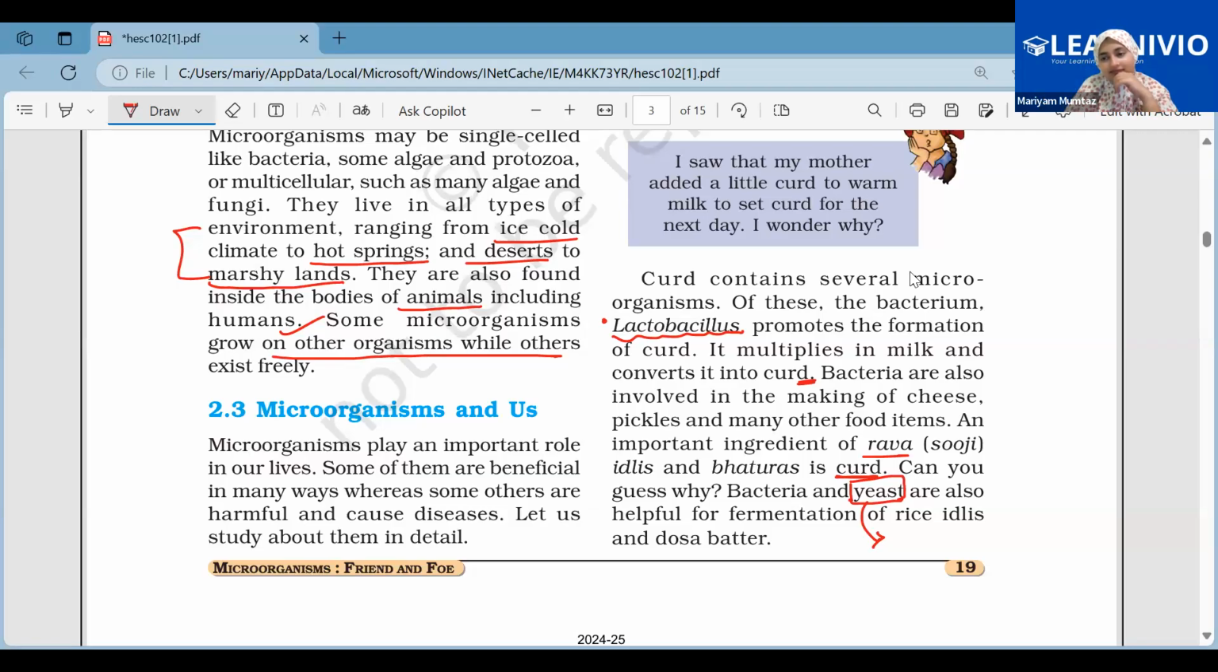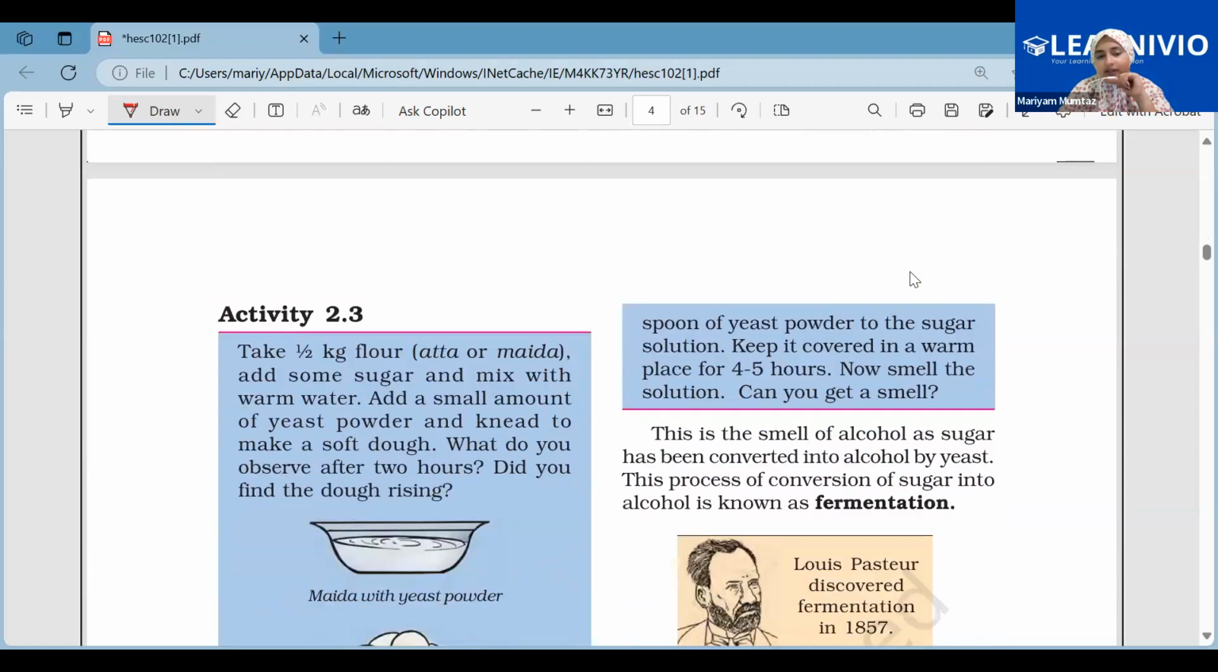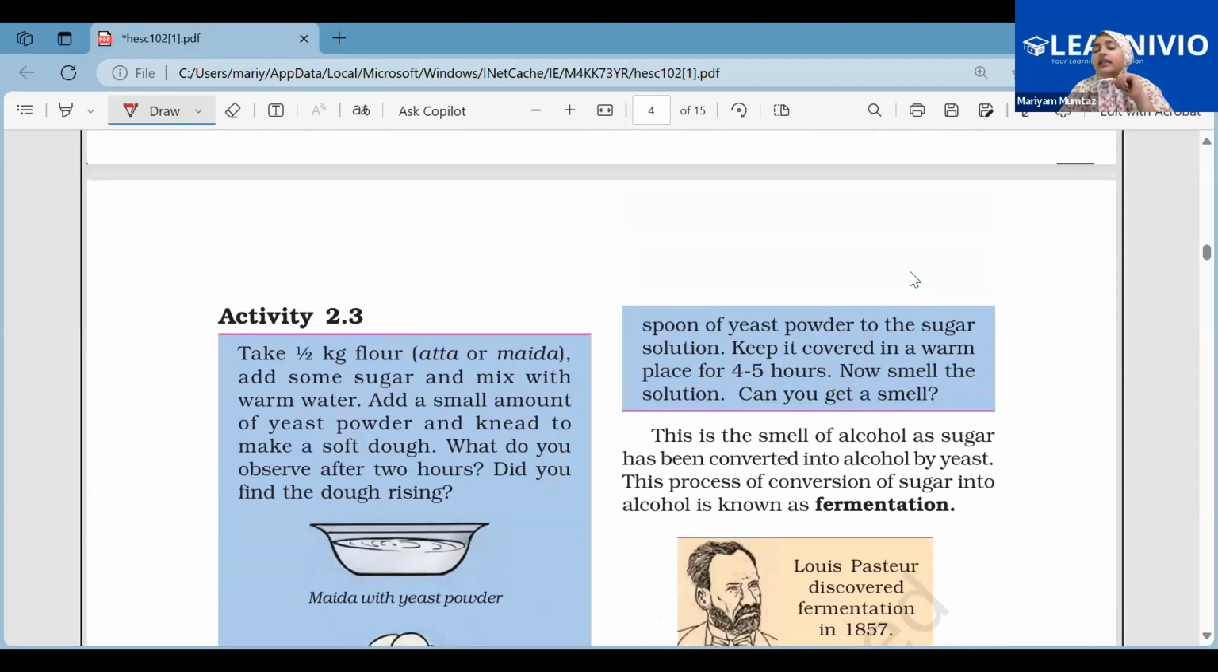I think it's also bacteria. Yeast is the fungus. Oh yeah, yes, it is a fungus. Clear? So, yeast and bacteria, both of them are useful for fermentation of rice, idlis, dosa batter, and everything of that sort. Now, when the microorganisms are used to make alcohol, right?